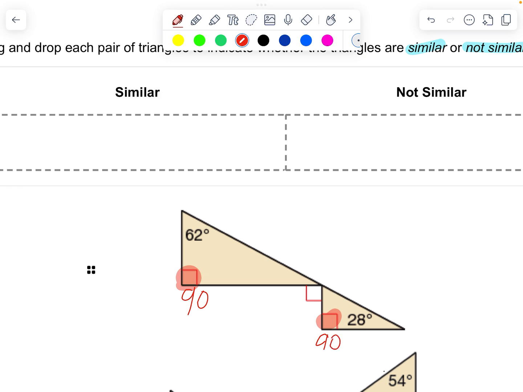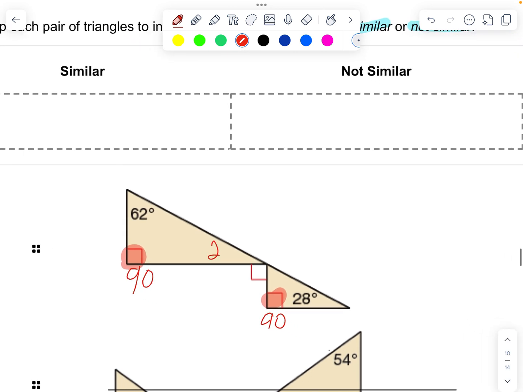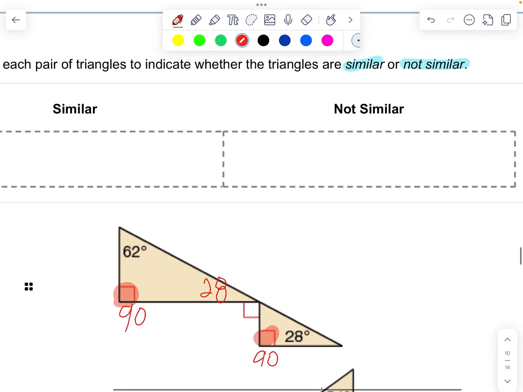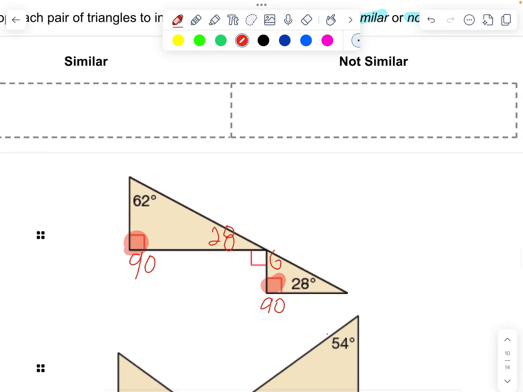Well, let's figure out what this one is right here, and I'll bet you it's 28, okay? But let's find out. If it's 28, they match up, because if that's 28 degrees, then this has to be 62 degrees in this small one. They got to be the same. So let's find out. 62 and 28, let's see what they make. Because if they make 90, we've already got the other 90. There, yep, 90. All right, yep, they're similar.